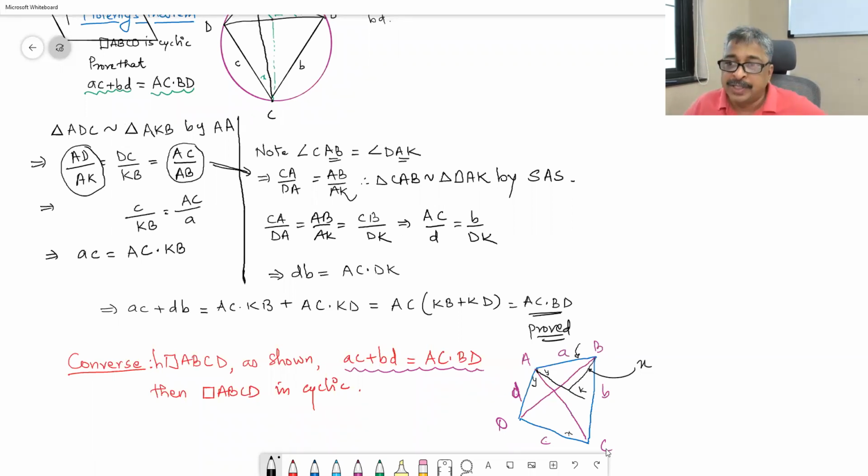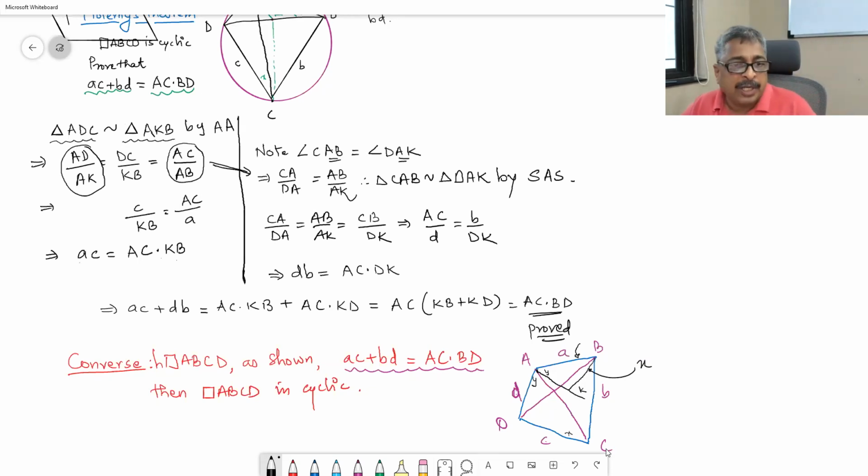Okay, we will see what to join. So is this understood now? Therefore, the first statement of the converse is by construction and AA: triangle ADC is similar to triangle AKB. Understood? And therefore, if these two triangles are similar, these ratios are going to be equal. Therefore, we get AC is equal to capital AC into KB.